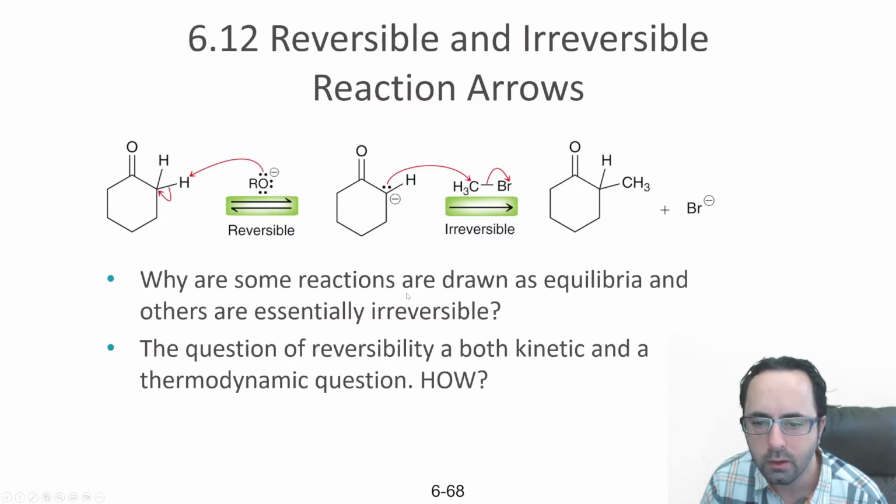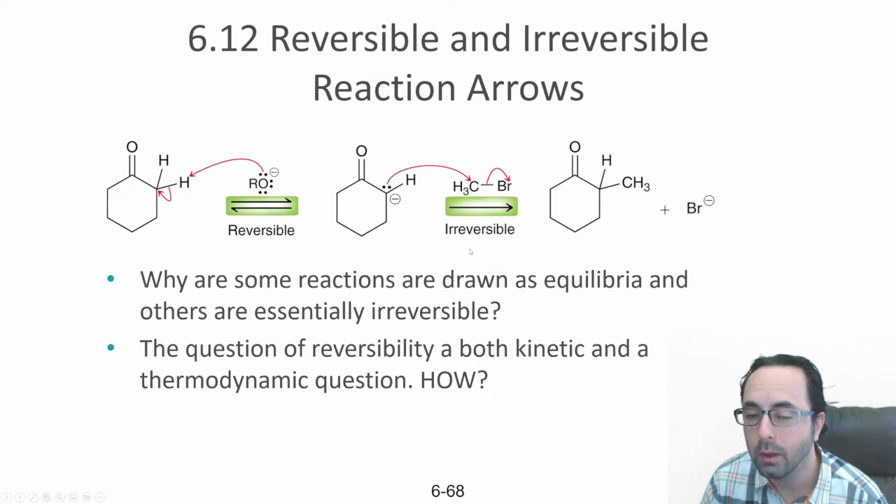And so why are some reactions drawn as equilibria and others as a one arrow? It's just a way to show how much of one side will be favored versus the other at equilibrium. In this case, what we're saying with the reversible arrow is that there will be significant amounts at equilibrium of this reactant and this intermediate. However, after the methyl attaches here, this reaction will produce almost all products and very, very little reactants. So we say this reaction is irreversible.